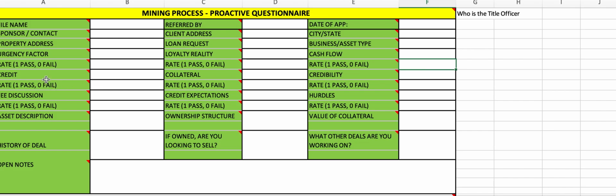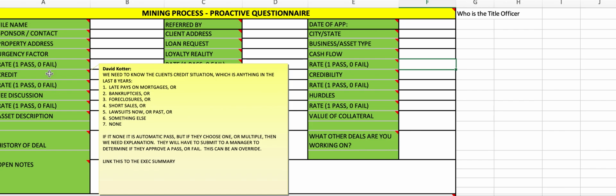The fourth section is credit. So when we talk about credit, we need to know the client's credit situation, which is anything in the last 8 years. So this is late pays on mortgages, bankruptcies, foreclosures, short sales, lawsuits, now or in the past, something else, etc. If it's none, it is an automatic pass. If they choose one or multiple, then we need an explanation. So there's a little bit of gray here, but you need to know. They'll have to submit it to a manager to determine this.